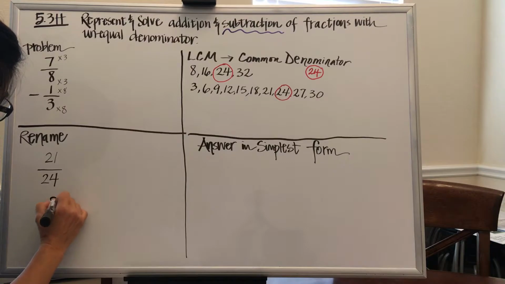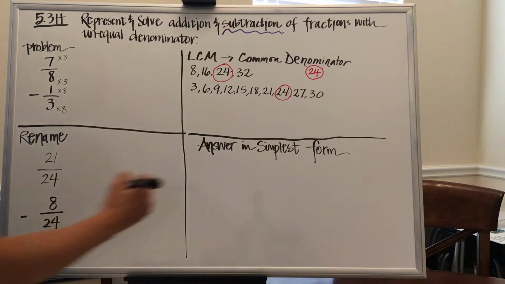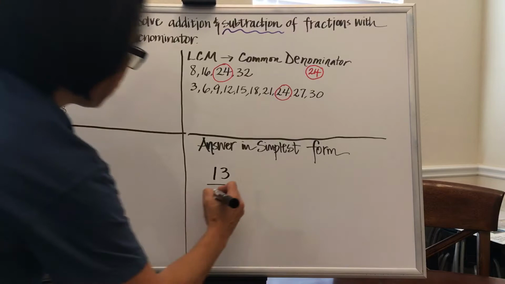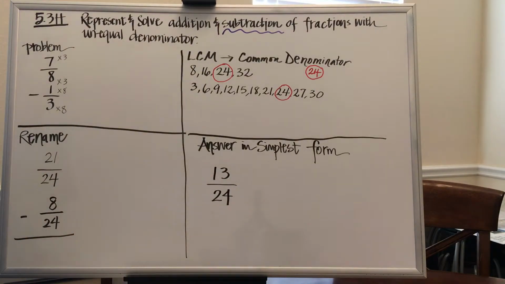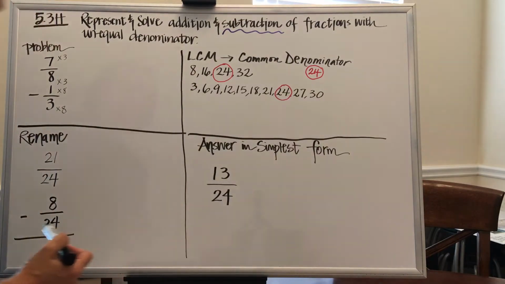So now I have a new sentence, 21 minus 8, with the denominator of 24, and that can easily be done. 21 subtracting 8 gives me 13. 13 over 24 is my answer. I know it is the simplest form because 13 is a prime number and 24 is not a multiple of 13. Okay, so that's the answer to this problem.